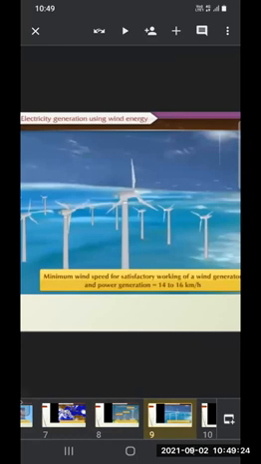The minimum wind speed for satisfactory working of a wind generator and power generation is 14 to 16 kilometers per hour. So there should be a minimum speed for satisfactory working. If there is no wind at all, then it will be of no use to install the wind power plant. The researchers mainly study this minimum speed of 14 to 16 kilometers per hour.